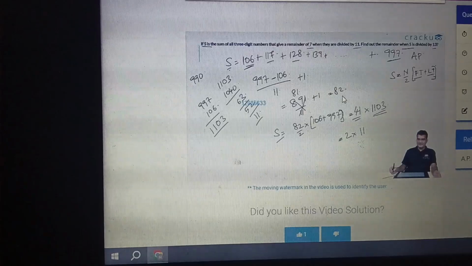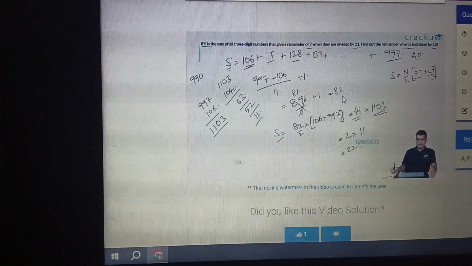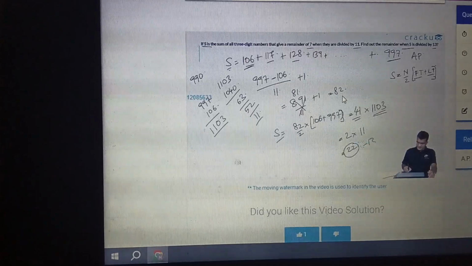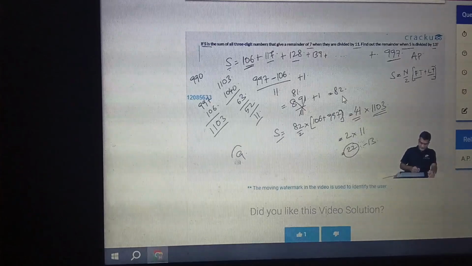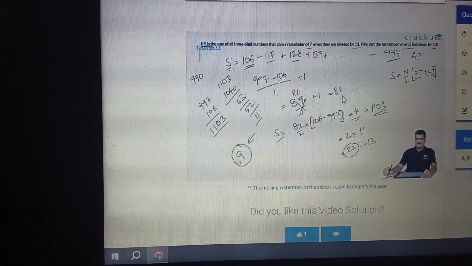So the remainder when S is divided by 13 is equal to 2 times 11, which is 22. You know that 22 is greater than 13. So this will be equal to 22 minus 13, which is equal to 9. So the required answer, which is the remainder when S is divided by 13, is equal to 9.